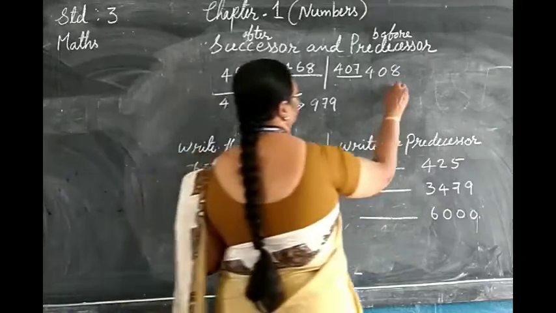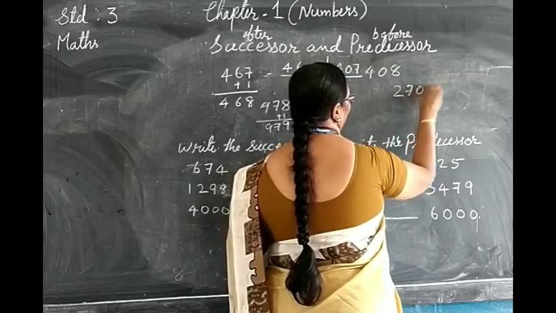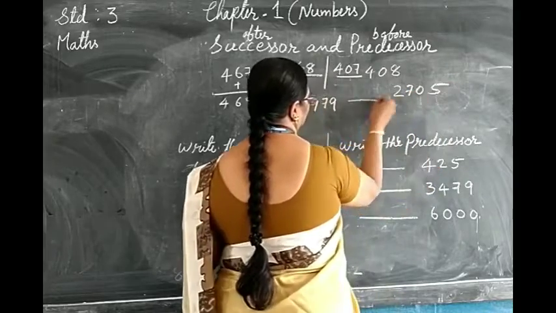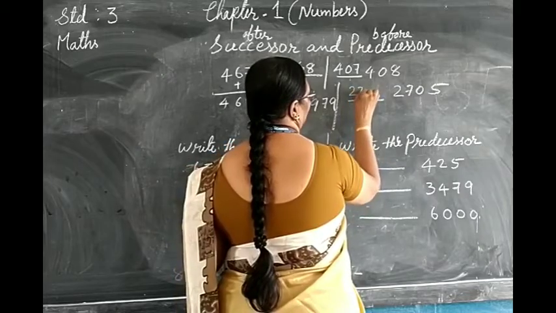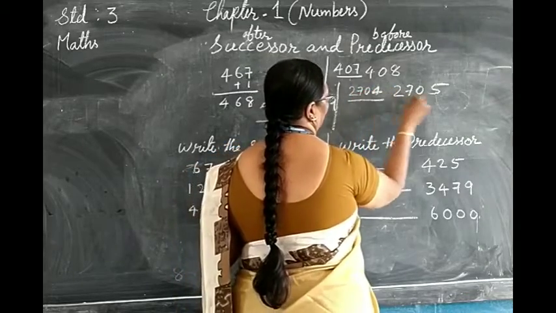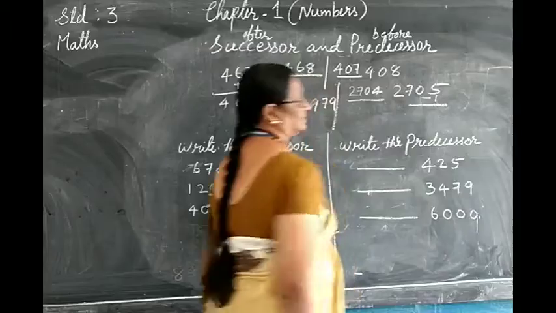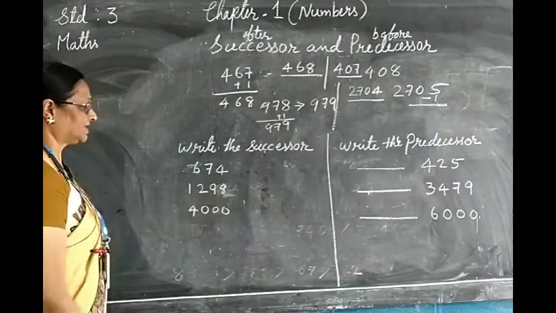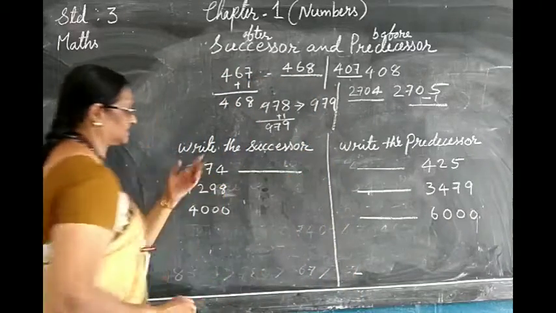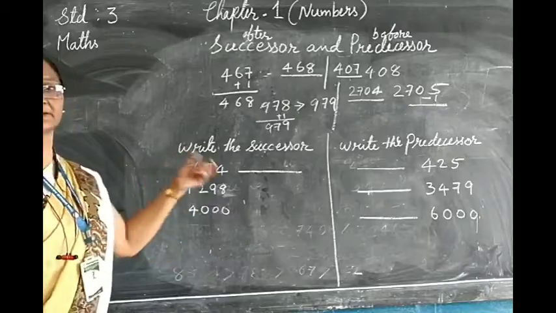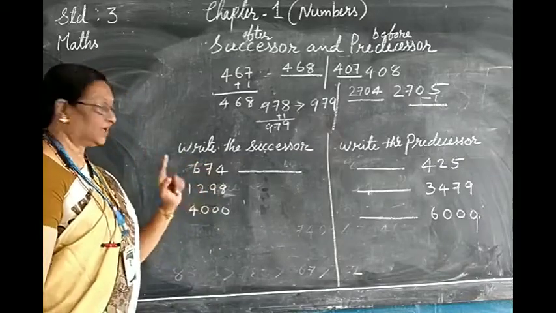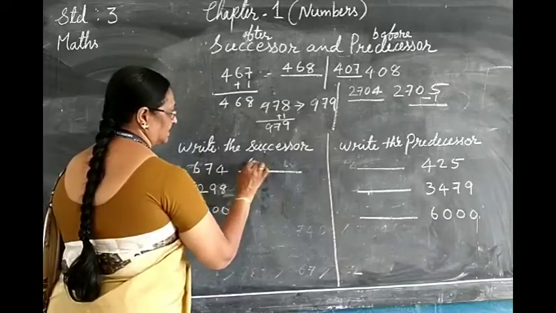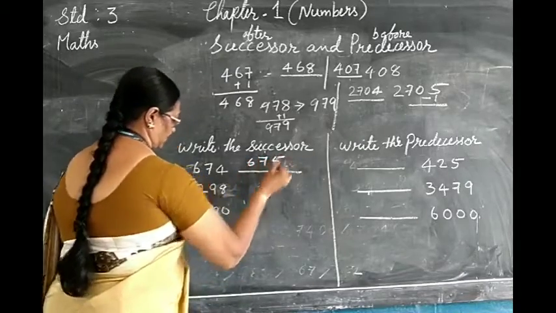Now tell me, what is the predecessor of 705? It is 704. We have subtracted 1 from here. Alright, now give me the answers to this. What is the successor of this number, 674? What do we have to do? We have to add 1 to 4. Then we are getting 675.